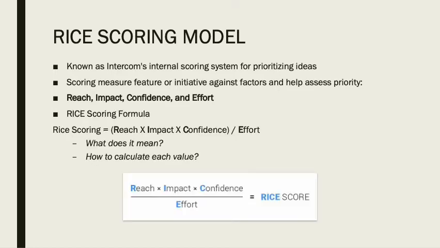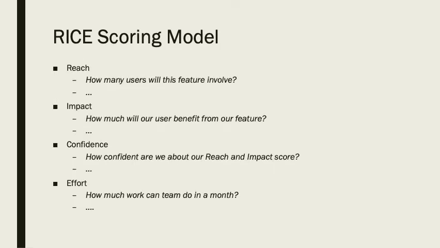And this is how the scoring model looks currently. But what is more important for us as product managers is to understand what each factor means and how to calculate it. And that's what we are going to learn here. As a part of the RICE scoring model, these are the very questions that are important for you to consider when you are measuring your product feature. First is reach.